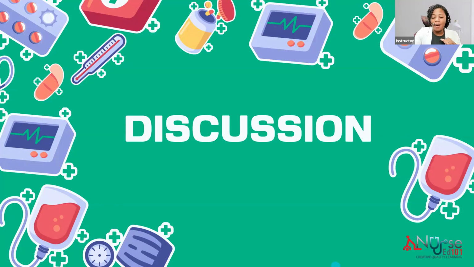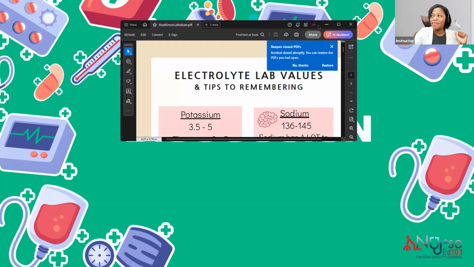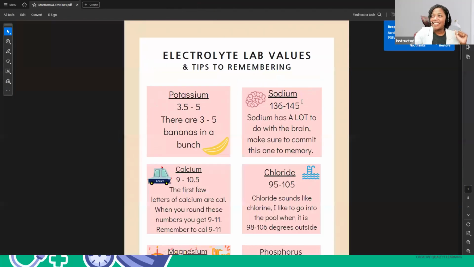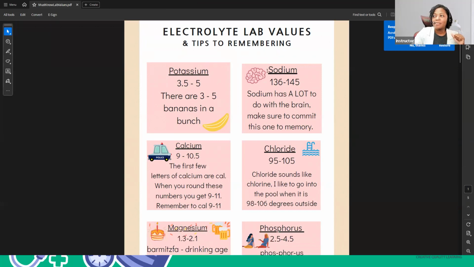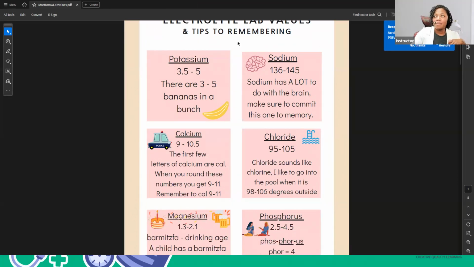I just want to make sure you are remembering that I said there is an attachment that I sent to the email. It looks like this. It's pretty cool. It's 5 pages of tricks: electrolyte lab values, tips to remember. It's giving you some ways to remember your lab values, specifically electrolytes.